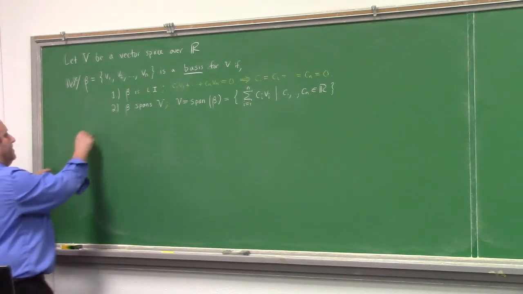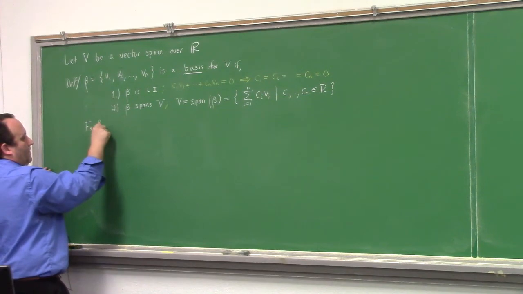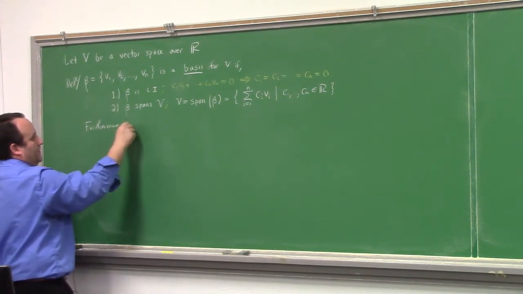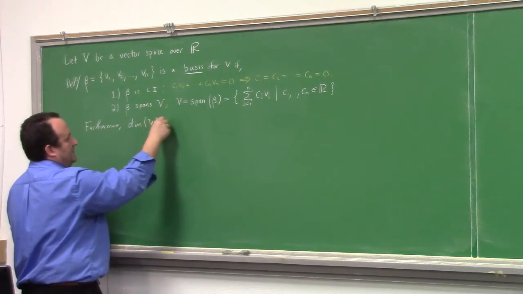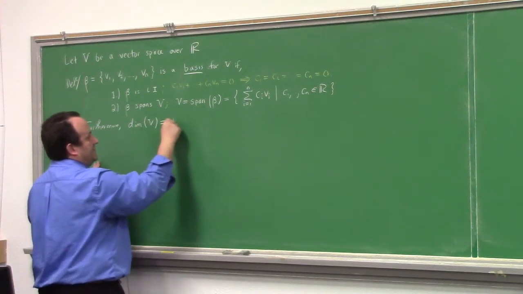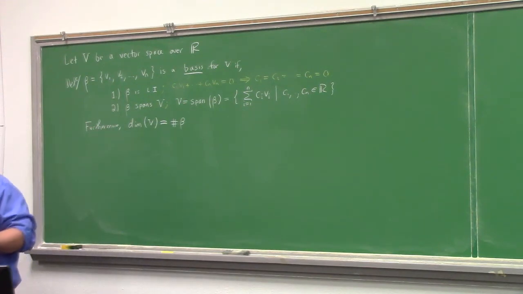Furthermore, the dimension of the vector space is equal to the number of vectors in beta, right? Or you could say it's the cardinality of beta. But here, cardinality, just counting, right? In my current nomenclature, the dimension is n, right?